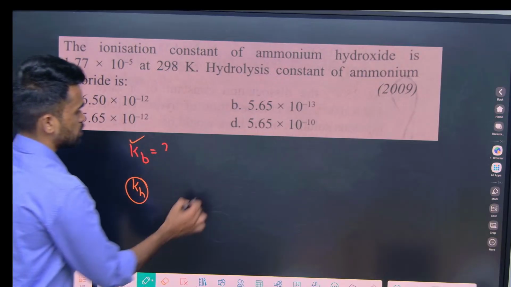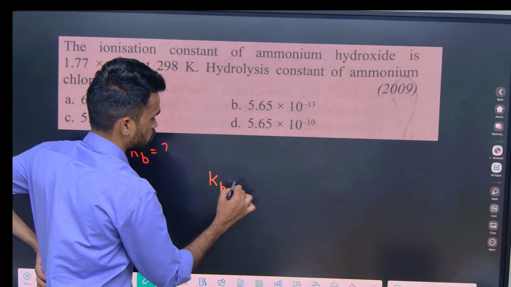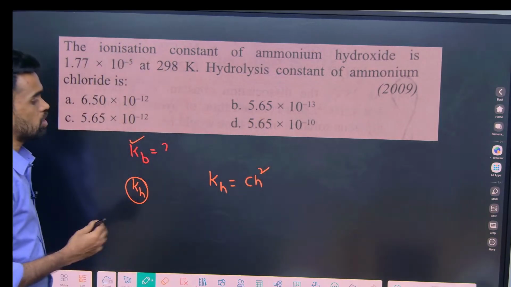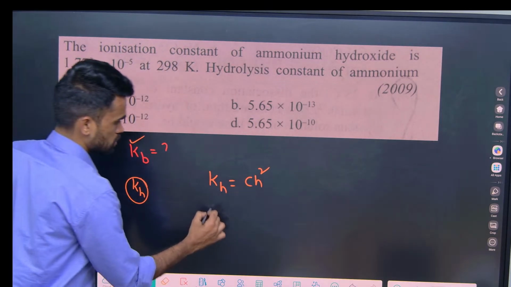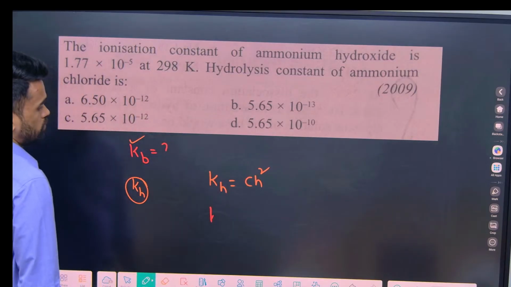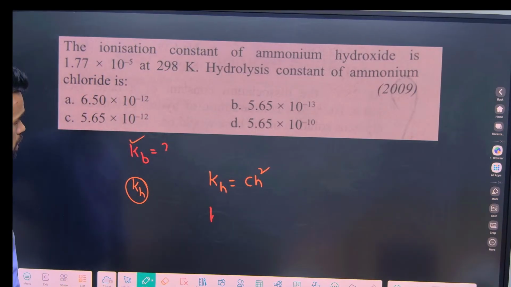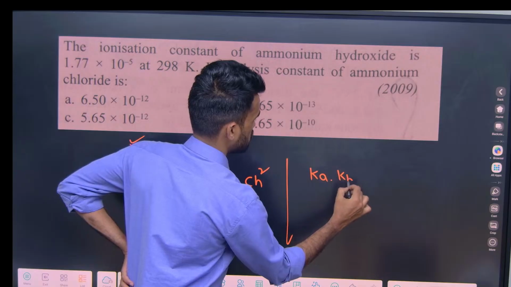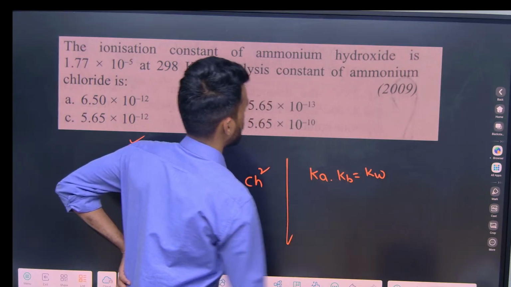So Kh is equal to Kw by Ca. How do we get this? I will tell you. Okay, so from this Kh we do not have H. Next one is Ka into Kb is equal to Kw, we can write.